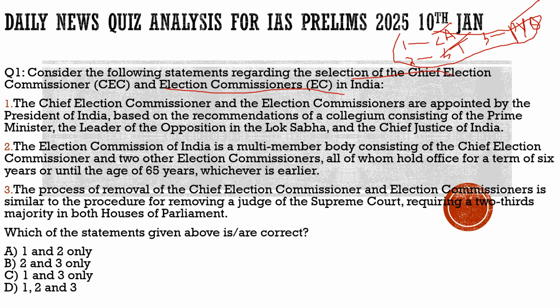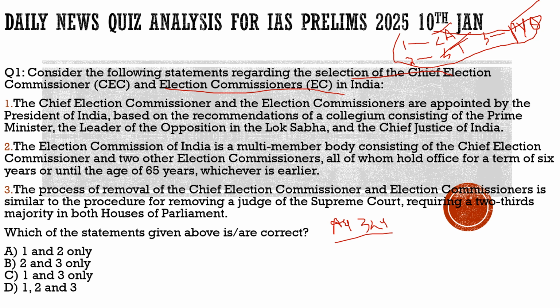With this regard, let's first see what the Constitution says. In our Constitution, we have Article 324. There are a few things in our Constitution which the framers, when they framed the Constitution, kept for the Parliament to decide. So is the case with the appointment of Election Commissioners and the Chief Election Commissioner.